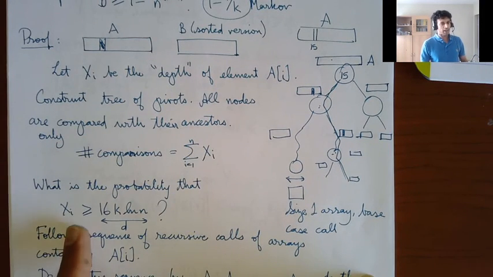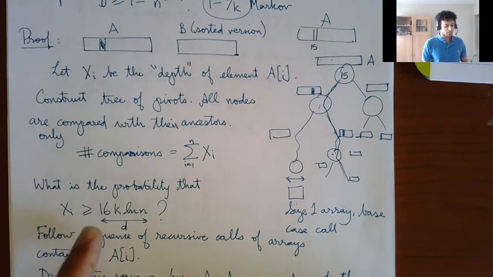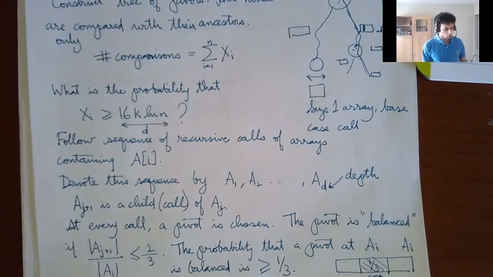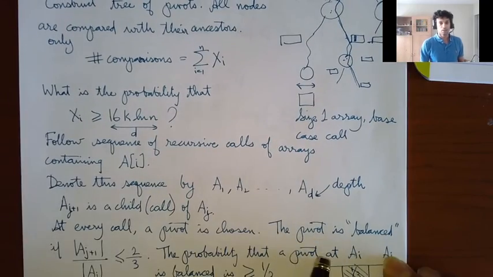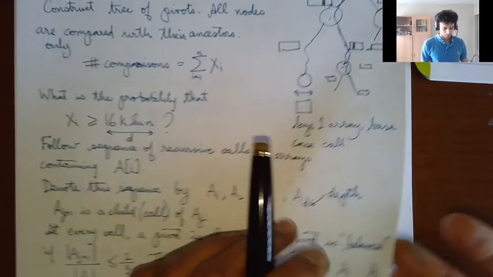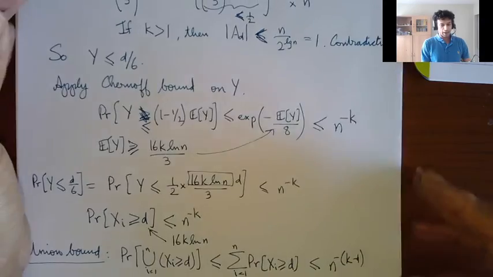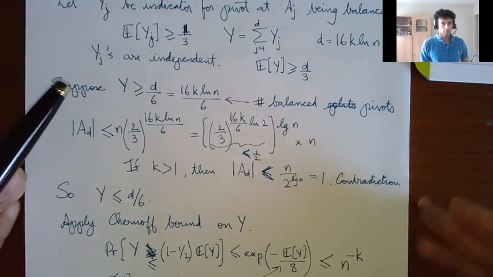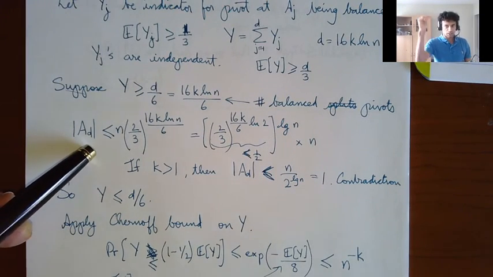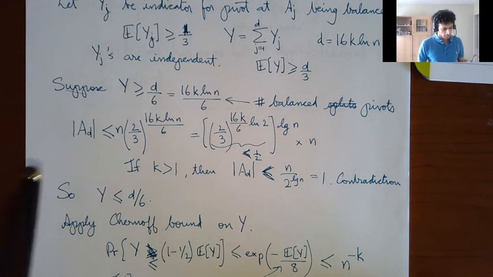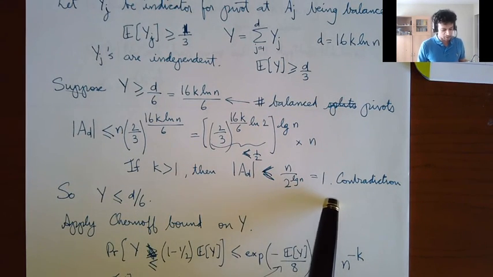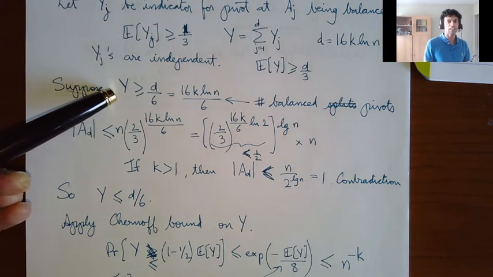Now, what is the probability that any given depth for a fixed element is more than 16k log n? The way I do this is by, as I go down the recursion tree, I track which of the pivots were balanced. And I say there is a reasonable chance that a pivot is balanced. There's a 1/3 chance that a pivot is balanced. Now, if I got many balanced pivots, then A sub d, the dth call in this depth, is going to be extremely small. The array corresponding to that will be too small, and that gives a contradiction.